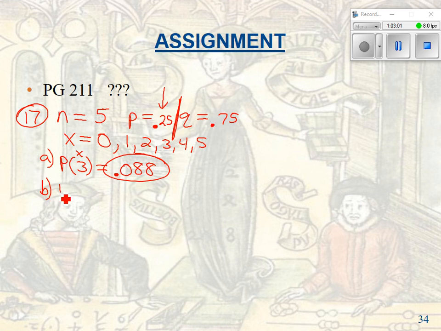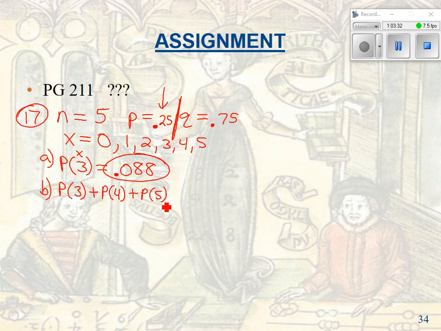So the next one says at least 3 answers. So it says at least 3. Is that what it says? So we want the probability of 3 plus the probability of 4 plus the probability of 5. So apparently you're wanting to pass, at least pass this, because that'd be a 60%, an 80%, and a 100%. So you're at least wanting to pass so you don't have to listen to your parents complain at you.